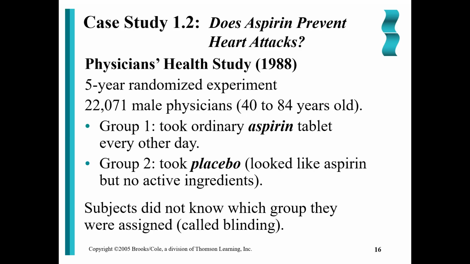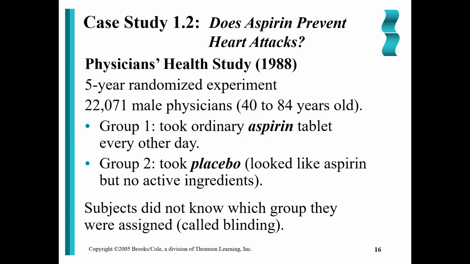So what did the study do? It says it's a 5-year randomized experiment. All right, that's good. That's number one. It's a randomized experiment. We can talk about cause and effect. But look who the subjects are. There's 22,000 people in the study, but they're all male physicians. They're all male doctors. And they're all between the ages of 40 and 84, so there's no younger doctors in here.